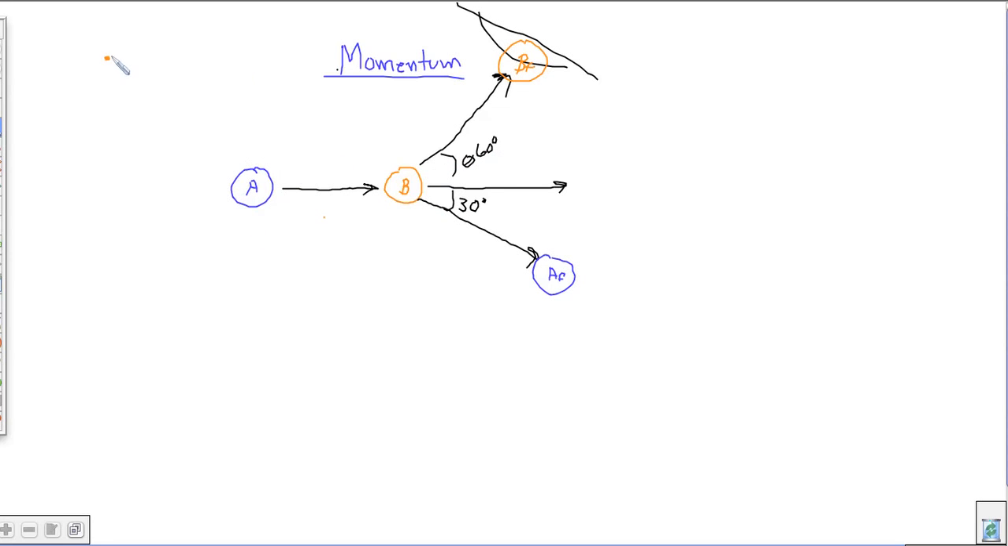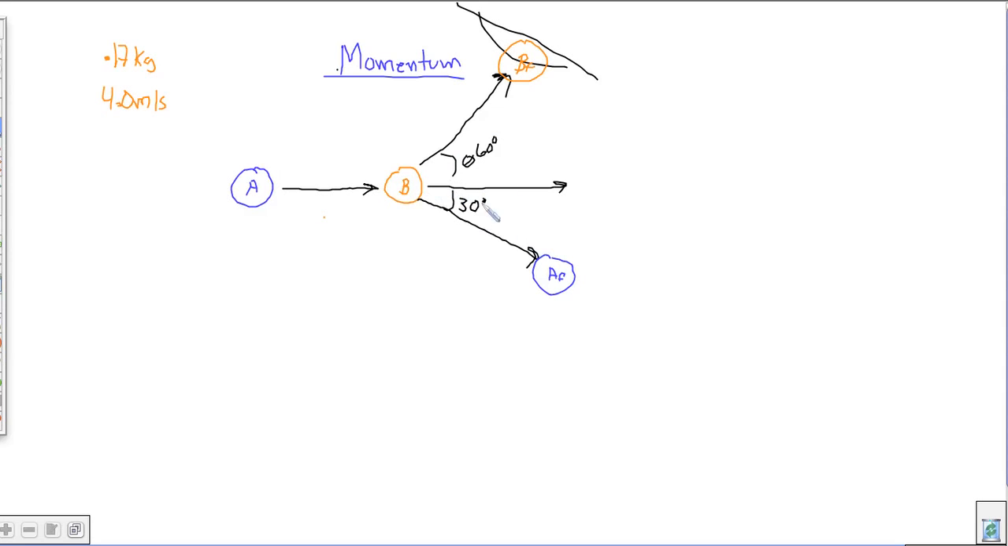All right, so here's the question: if I start with these pool balls, and let's say that they all weigh the same, 0.17 kilograms, and let's say that my initial pool ball, I can smack it at about 4 meters per second. With that information, I should be able to figure out the velocities of both of these.